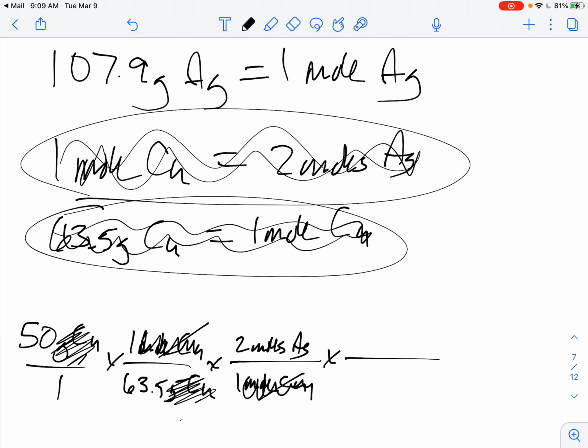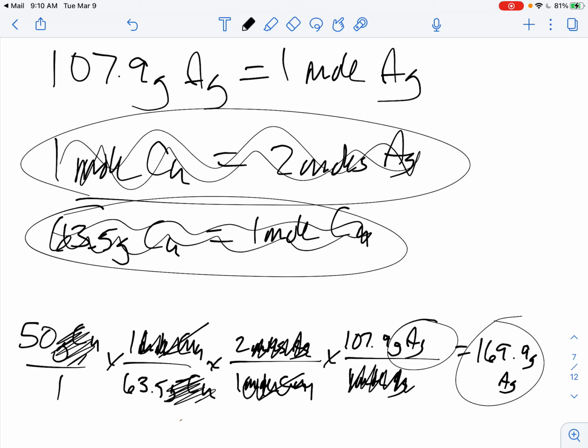Then I have 107.9 grams of silver equals 1 mole of silver. I'm going to put 1 mole of silver down here and 107.9 grams of silver up here so that my moles of silver cancel. At this point, I get out my calculator and I do the math on this. So that's 50 times 2 times 107.9 divided by 63.5. That looks to be about 169.9 grams of silver, because that's the only unit that I have left.